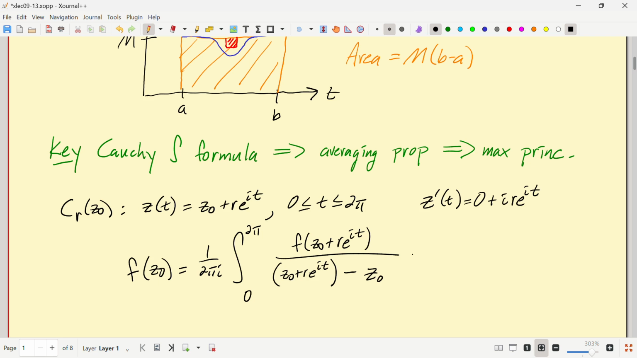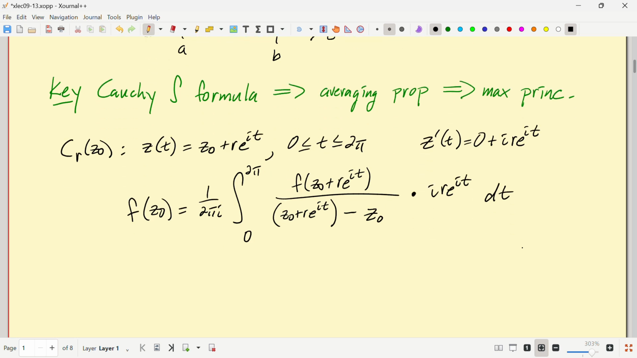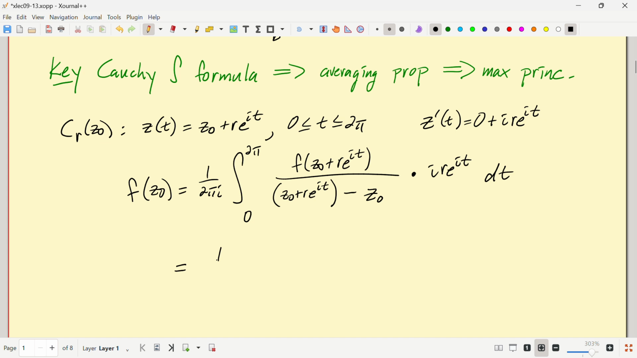And so the z prime of t that goes right here is i r e to the it dt. Okay, that's just writing out the Cauchy integral in a parametrized form. Notice the z naughts cancel in the denominator. And then after that, the r e to the it's cancel. And even the i can be pulled out and cancel the i. And I'm left with 1 over 2 pi integral from 0 to 2 pi f of z naught plus r e to the it dt.